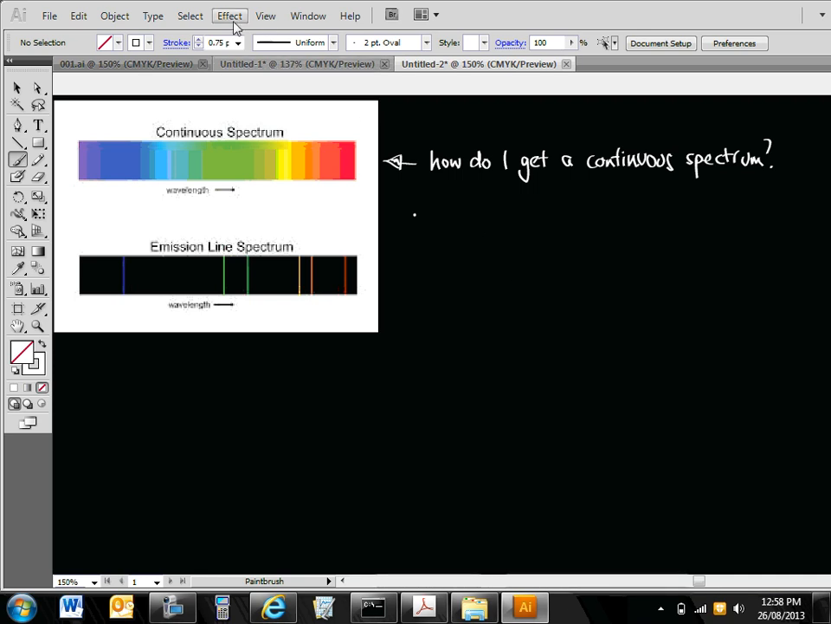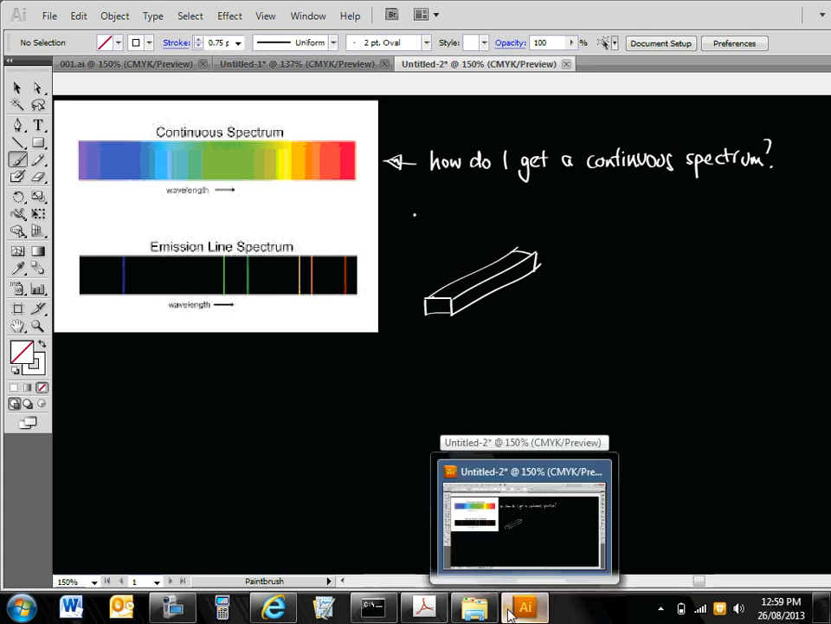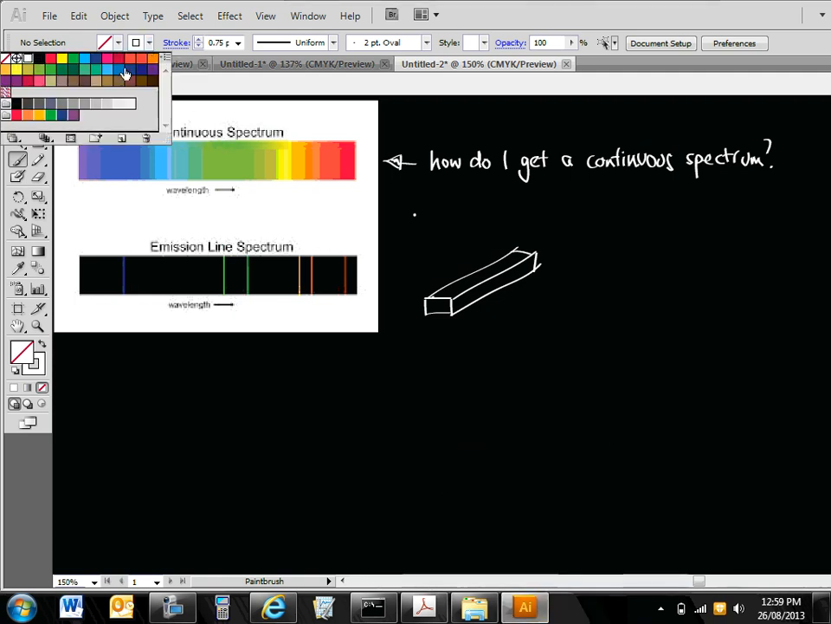Everything, okay. Here I have a metal bar, solid piece of metal, and what do I do to that substance there to make it emit the continuous spectrum? Heat it up, don't you? What are you doing when you heat something up?